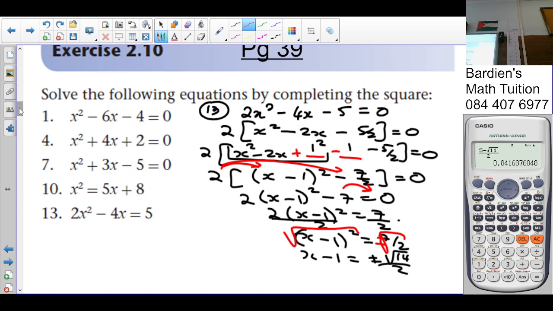Take the 1 across. Becomes negative 1. So x is equal to, now 1, the LCM of course is 2. So x is equal to 2 plus minus the square root of 14 over 2. Otherwise you're going to put in the calculator 1 plus the root of 14 over 2. The answer should be 2 plus the root of 14 over 2. Yes?